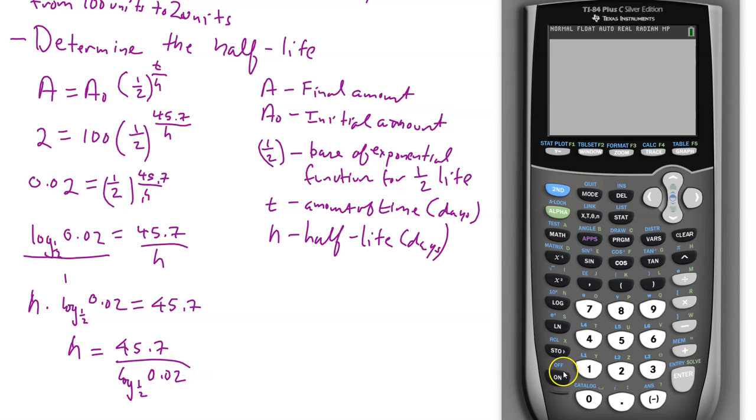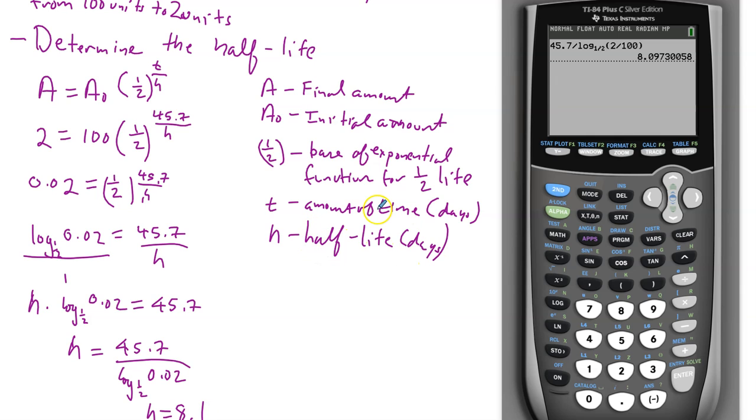So, okay, 45.7 divided by, okay, new calculator, alpha f2 log base. This base is 1/2. I can enter it as 1 divided by 2. Then over here I can actually put in 2 divided by 100, so I don't actually have to work out anything there. And we just hit enter, and we get 8.1. So h is equal to 8.1.